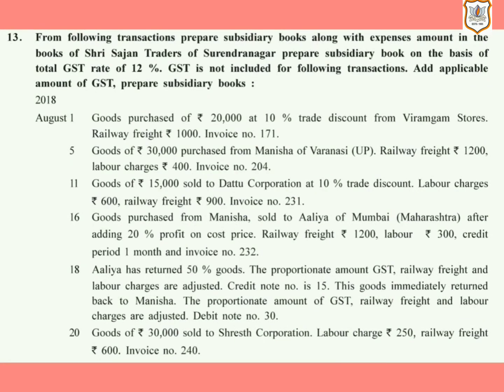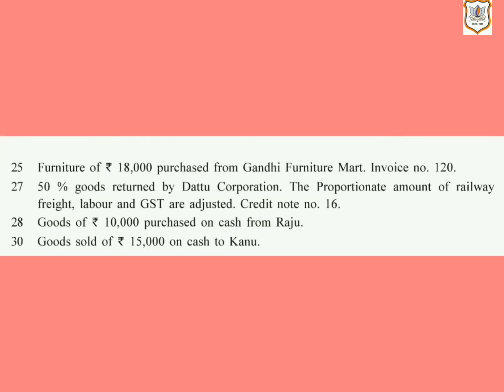Today we are going to do question number 13 of your textbook. Here we have to prepare subsidiary books along with expenses amount in the books of Shri Sargent Traders of Surendranagar. Here we are given some transactions, but GST is not included for these transactions. We have to add applicable amount of GST.